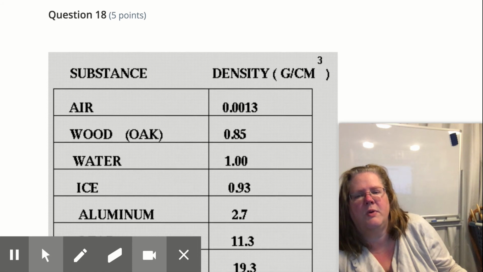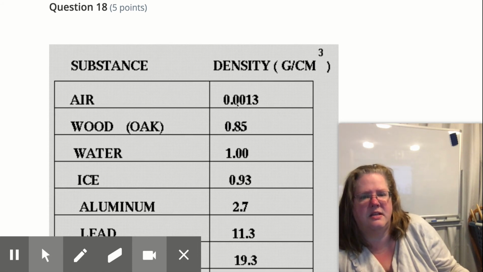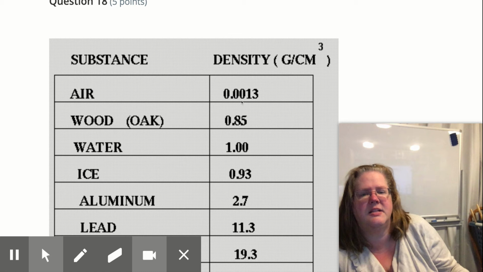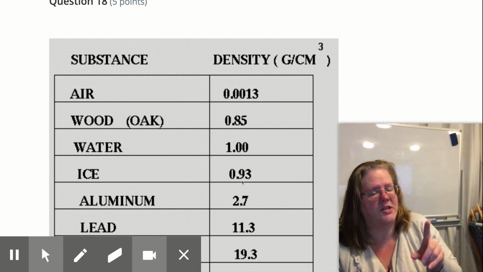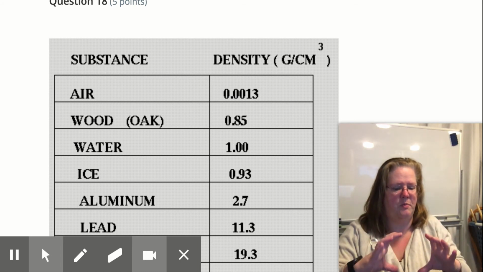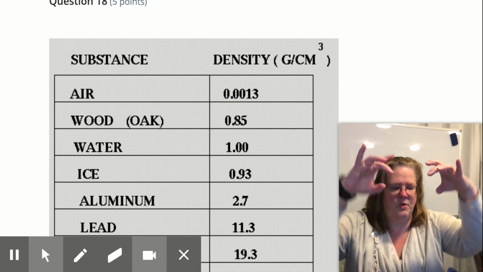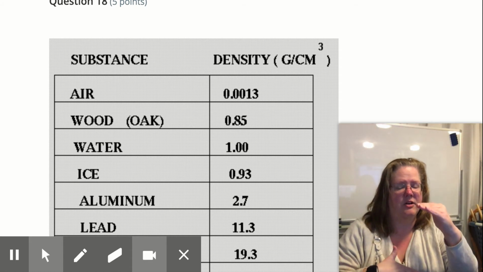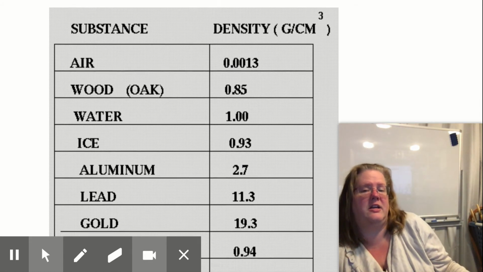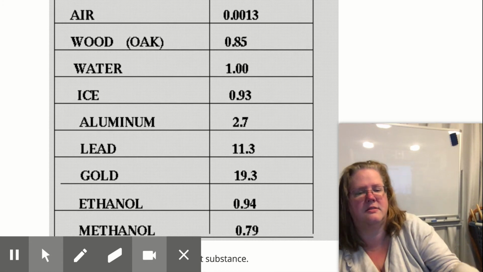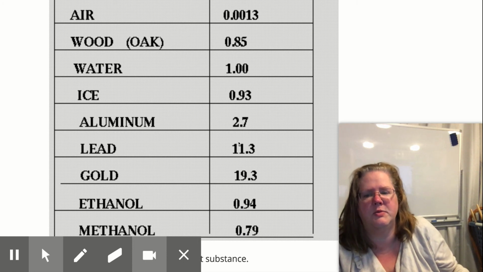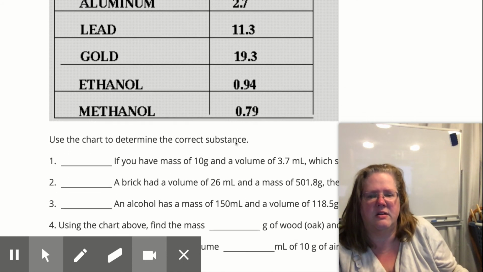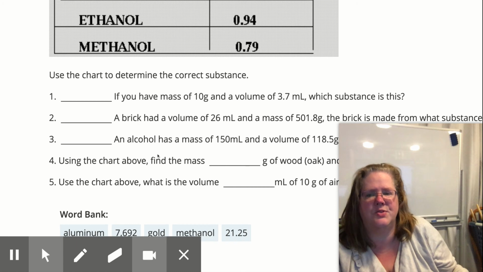So here's a bunch of different densities, in grams per cubic centimeter. Air's density is 0.0013. Wood, that is oak, is 0.85. Water is a density of 1. Ice, because remember the Mickey Mouse molecule, big oxygen, 2 hydrogen, actually gets a little airspace and its density goes down. That's why your ice floats in your water glass. Ice floats because it's just slightly less dense than water. Aluminum 2.7, lead, gold, ethanol. So now you're going to actually use that table to answer these questions.